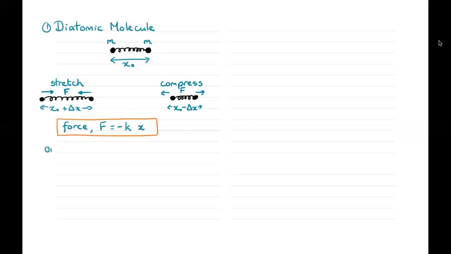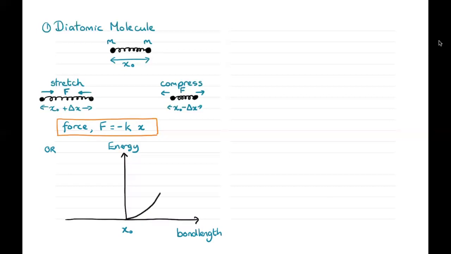Alternatively, if we prefer to think in terms of energy instead of in terms of forces, we can plot the energy as a function of the bond length, and that energy will be a minimum at x0. If the force is linear in x, the energy will change quadratically. It's supposed to be even around x0. And sorry, I should have written up here delta x.